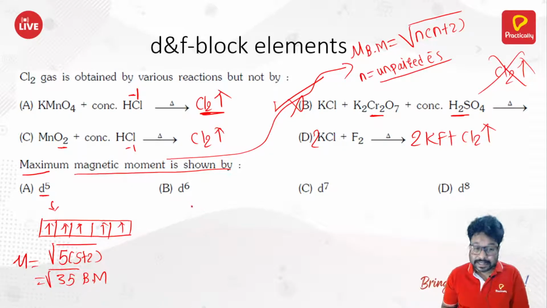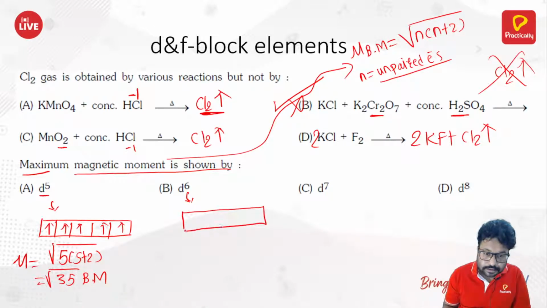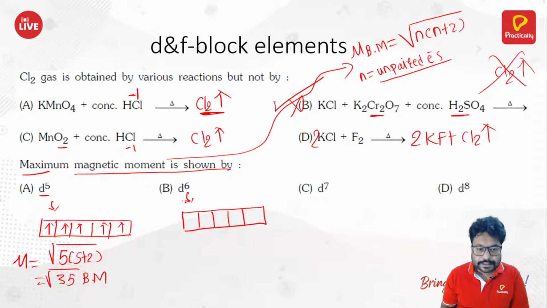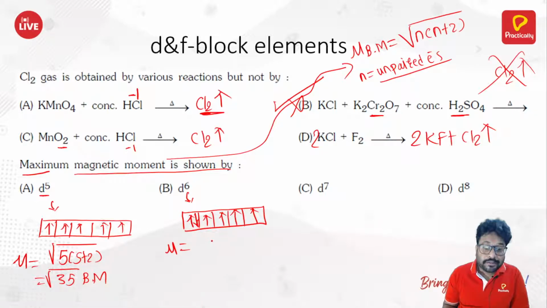Okay. Let's write d6. How should your d6 be? How do you write d6? 6 electrons, right? 1, 2, 3, 4, 5, 6. So you got 4 unpaired electrons. Putting N into that formula, 4 into 4 plus 2 under root. 4 plus 2 is 6. 6 into 4, 24. Under root 24 BM.